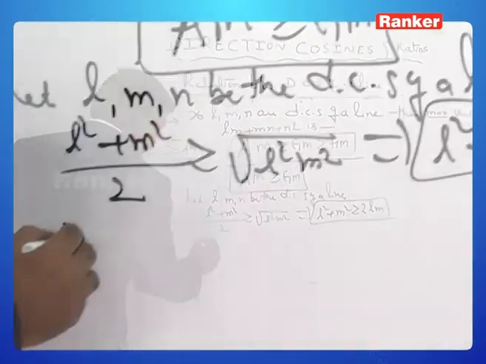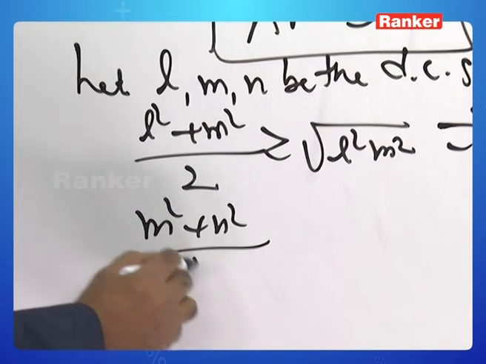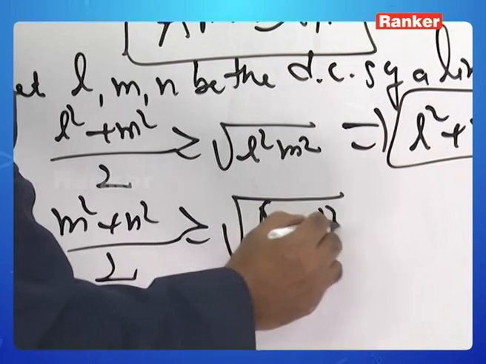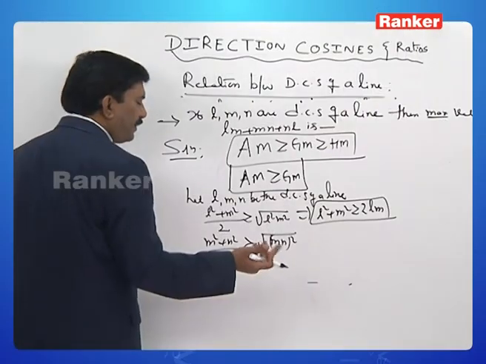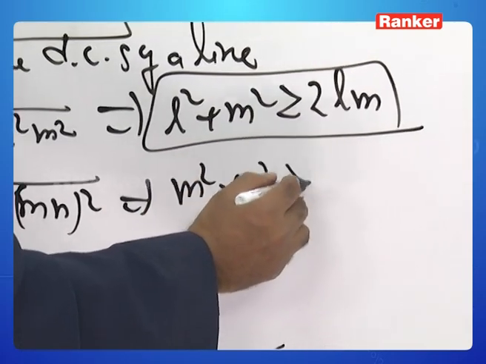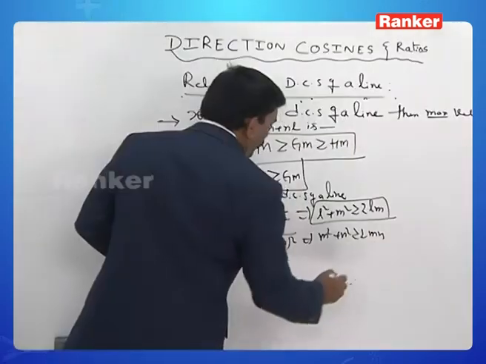Next, M square plus N square by 2 is greater than or equal to M square N square under root. It makes no difference. Which implies M square plus N square is greater than or equal to 2MN.